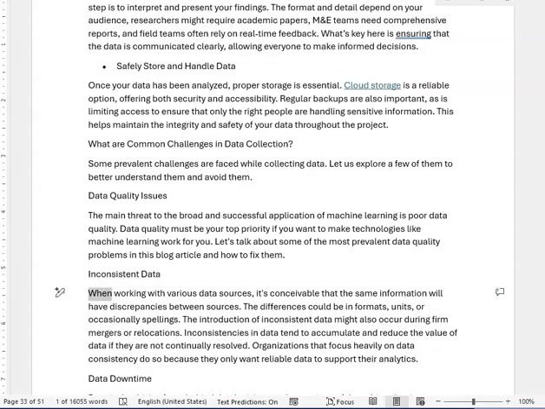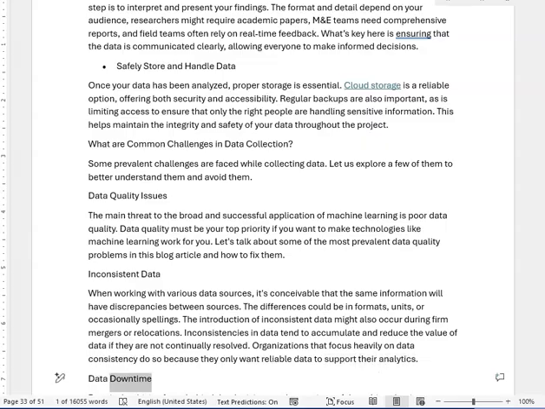Inconsistent data. When working with various data sources, it's conceivable that the same information will have discrepancies between sources. The differences could be in formats, units, or occasionally spellings. The introduction of inconsistent data might also occur during firm mergers or relocations. Inconsistencies in data tend to accumulate and reduce the value of data if they are not continually resolved. Organizations that focus heavily on data consistency do so because they only want reliable data to support their analytics.